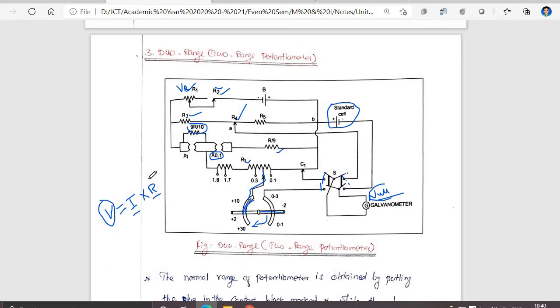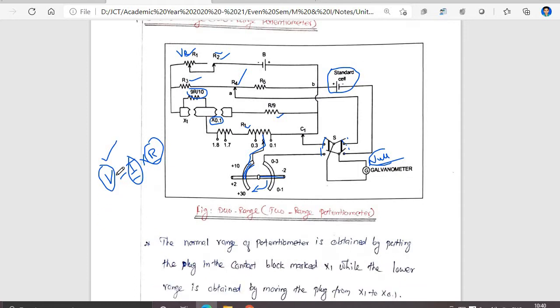resistance value. We know the resistance values, because we have the value of resistance here, and all the resistance values are known. So you can calculate the resistance easily, and you can find out the current. You can substitute into the formula and we can get the unknown voltage easily.